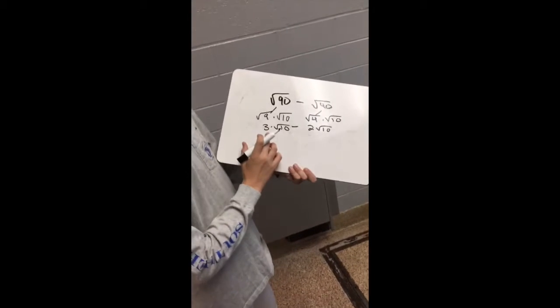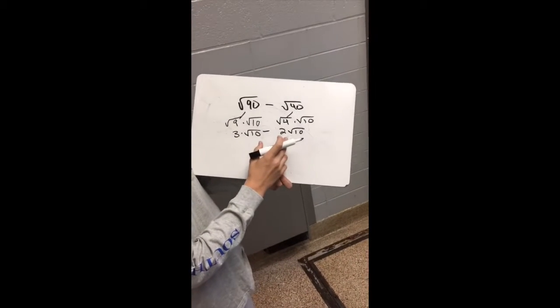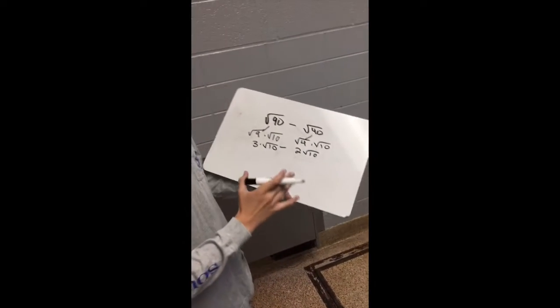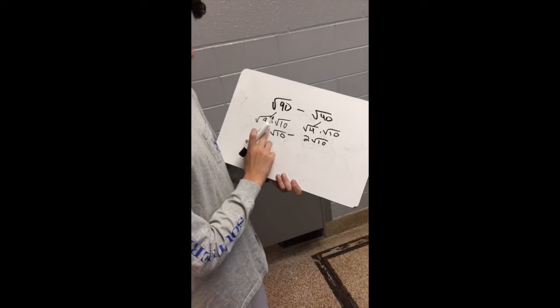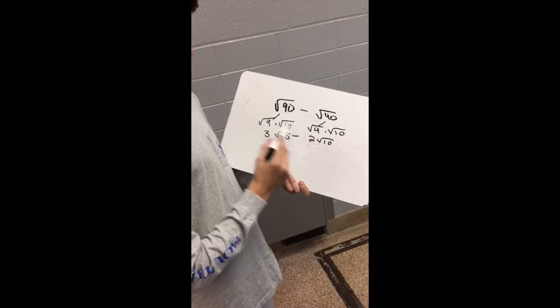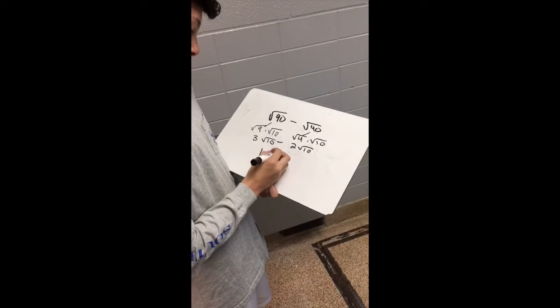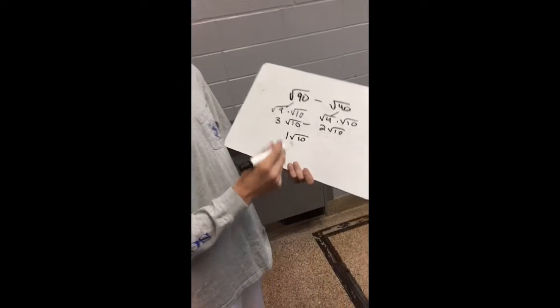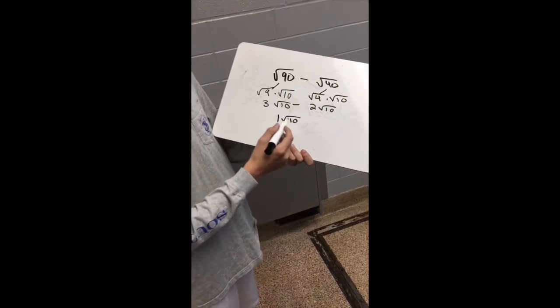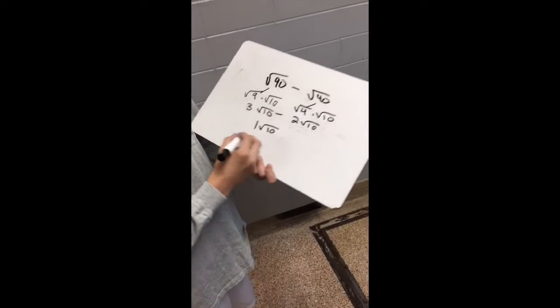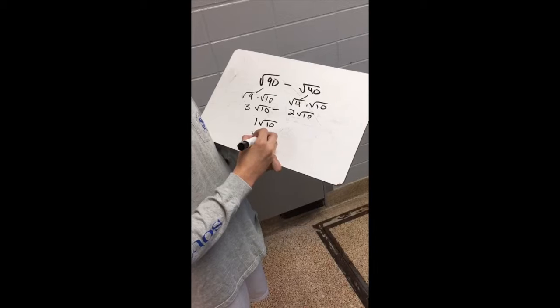Now we have 3 times radical 10 minus 2 times radical 10. So what we do from here is we subtract the numbers outside of the radical. Three minus 2 is 1, so you could leave it as 1 radical 10, but instead you could just simplify to radical 10. And there's your answer.